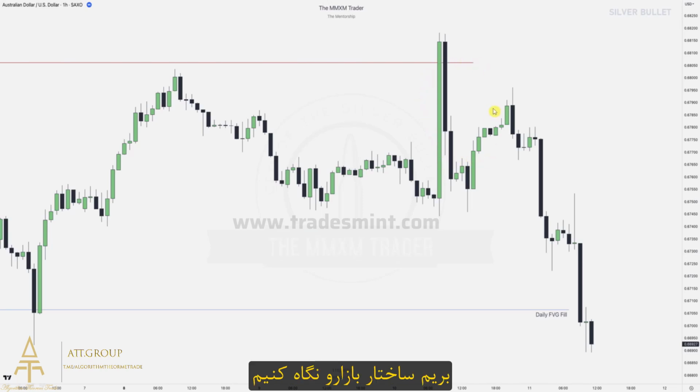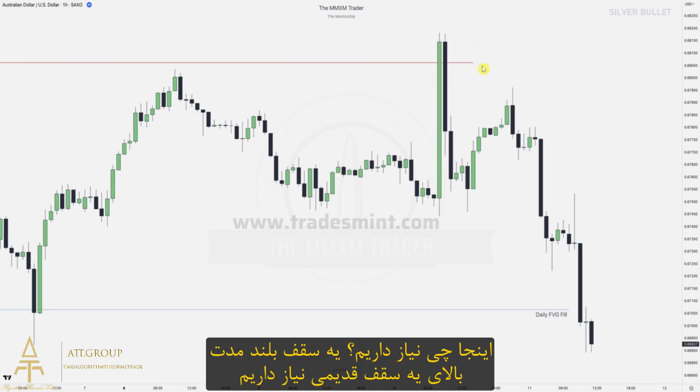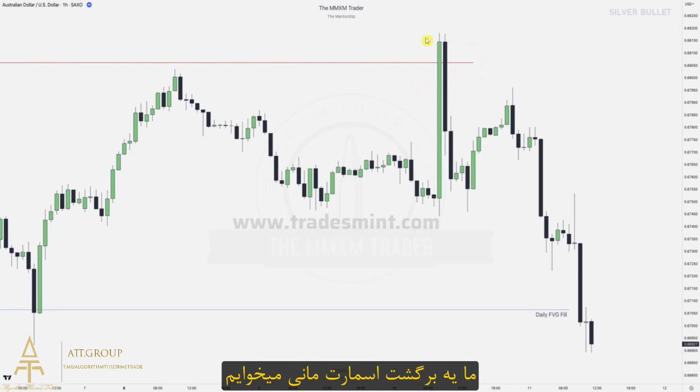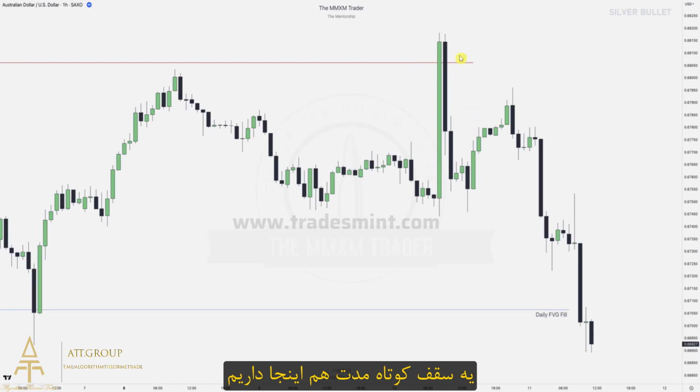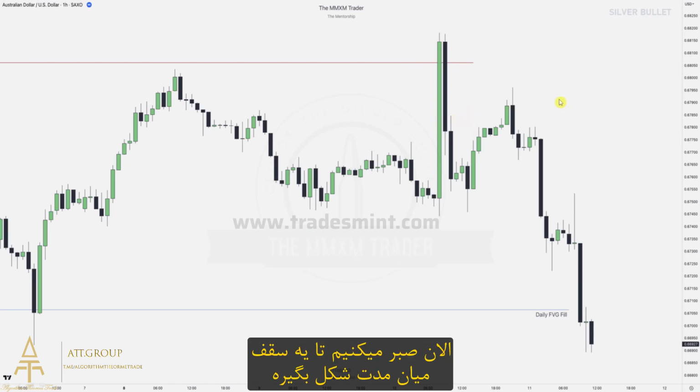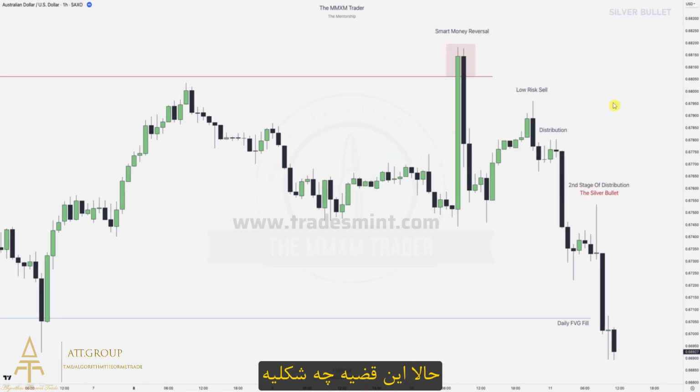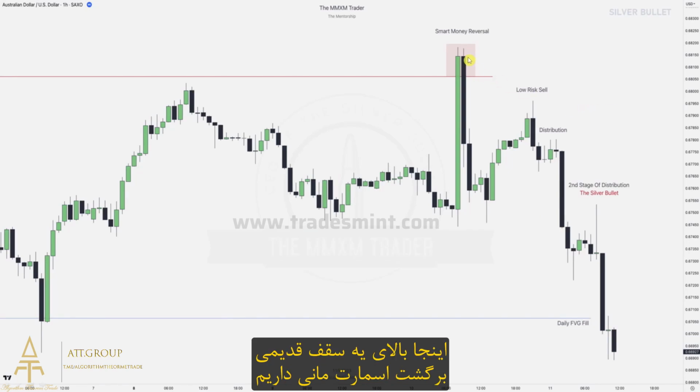Right, now let's look at market structure. What do we need? We need a long-term high above an old high. We need that smart money reversal. So we have a short-term high here, long-term high here, short-term high here. And now we wait for that intermediate term high to be formed. So how does that look? Right, smart money reversal above that old high, breaking down lower.